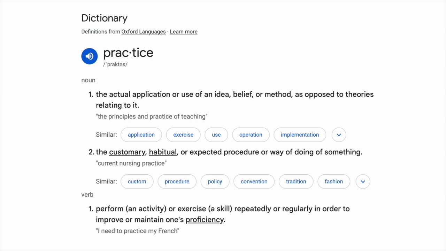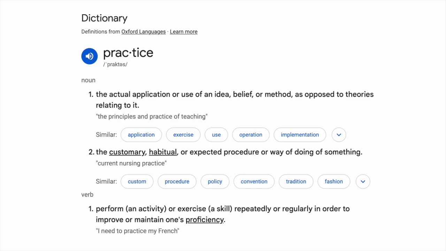So it's pretty easy to understand what might be going on in this policy, at least in terms of a sincere question about that policy, right? It should be pretty straightforward. So practice can mean the actual application of something as opposed to thinking about it in theory. It might mean customary, habitual, or expected procedure, a way of doing things, the way that we have the practice of grading or giving exams in school, right? Or a medical practice, which often involves surgery or lab tests. And then lastly is a verb, to perform or exercise a skill or some activity repeatedly or regularly in order to improve or maintain one's proficiency.